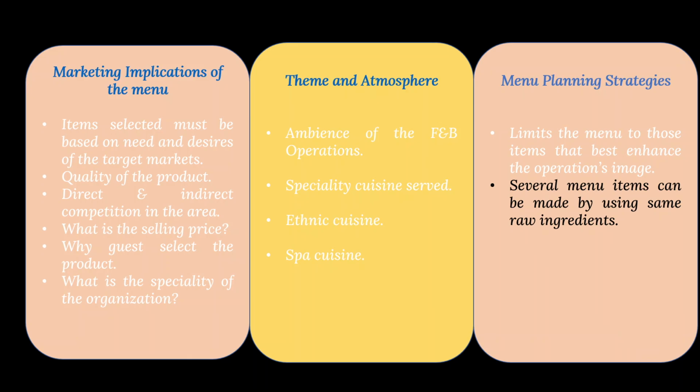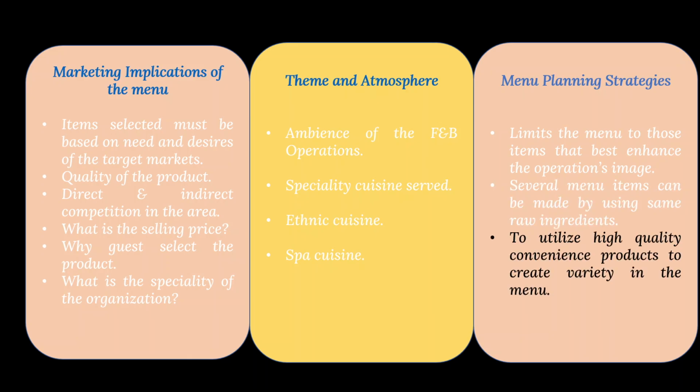Several menu items can be made by using some of the same raw ingredients. You have to plan accordingly. If you have too many dishes, and for each of them you need a different group of ingredients, that will create a lot of wastage and you will suffer a loss. So your menu planning will be based on several menu items using similar kinds of raw ingredients. That will minimize your wastage.